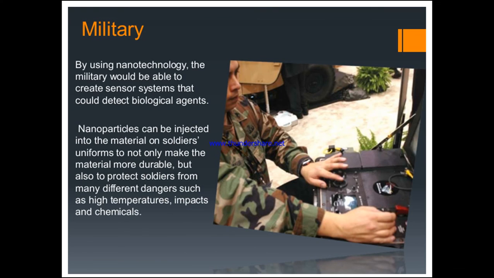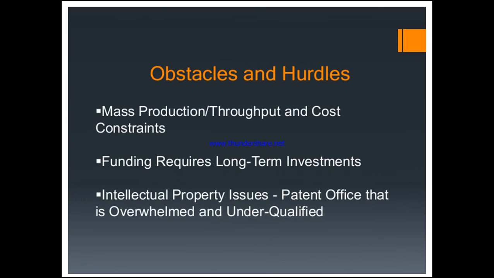When we talk about the military, by using nanotechnology the military would be able to create sensor systems that could detect biological agents. Nanoparticles can be injected into the material of soldier uniforms to not only make the material more durable, but also to protect soldiers from many different dangers such as high temperature, impacts and chemicals, and to make it antibacterial and antifungal. For all these, as well as for making bulletproof jackets, we can use these nanomaterials.